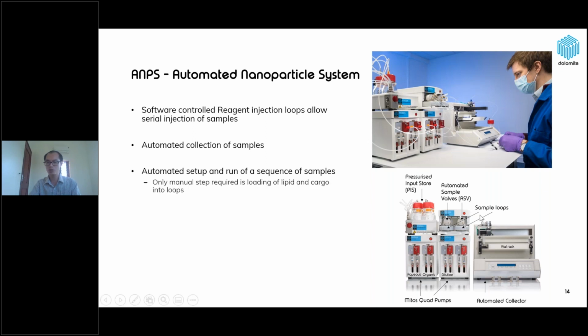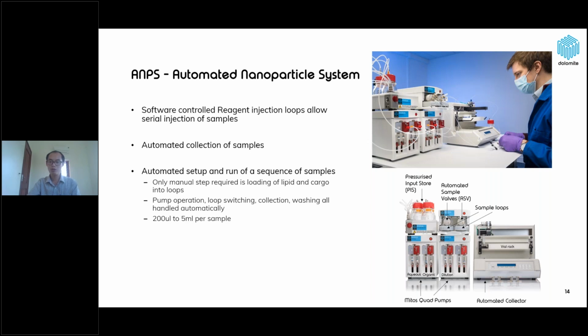So in this system, the only manual step requires the loading of the lipid and cargoes into the loop in here. So we have to use the syringe and hand to inject the sample into the sample loop. The other functions like pump operation, loop switching, collection, washing, all will be handled automatically by controlling using the software and protocol.